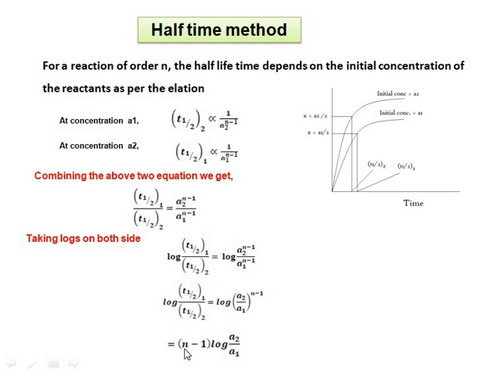Note the rule of logarithm: log of a raised to n is equal to n into log of a. So this is the rule. Therefore, log of a2 upon a1 raised to n minus 1, by taking the log with this rule, becomes n minus 1 into log of a2 upon a1.